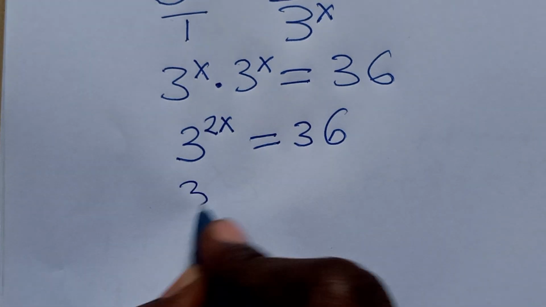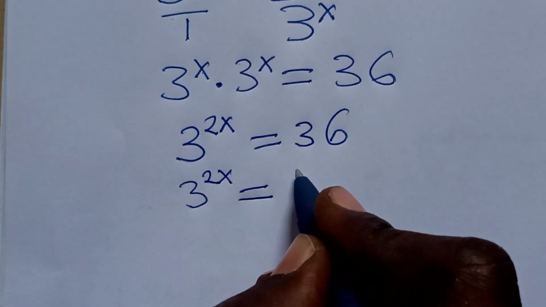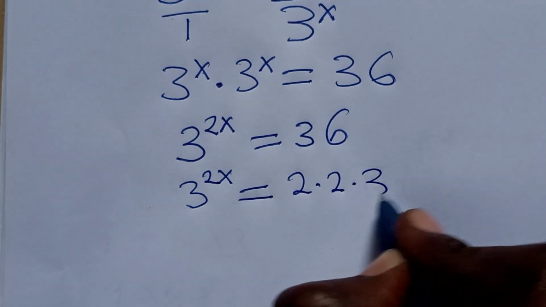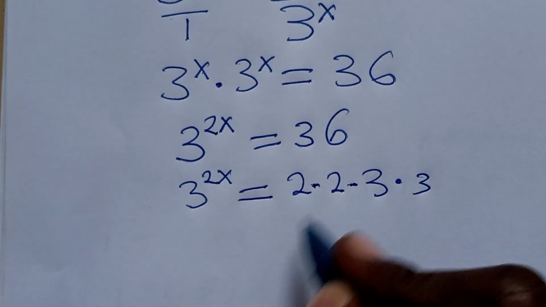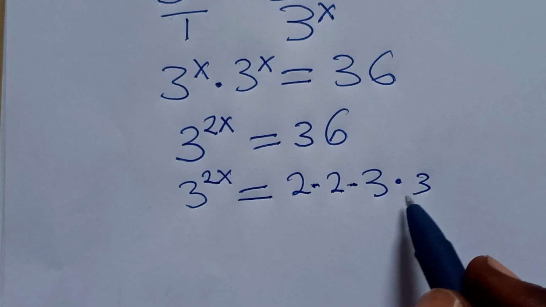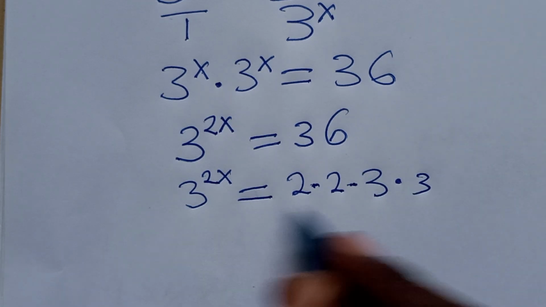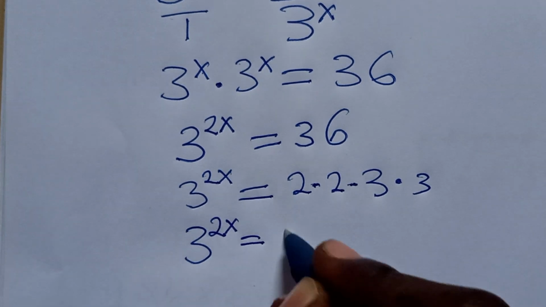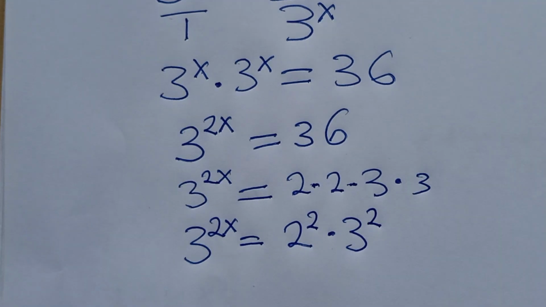But remember, we can write it as 3 to the power of 2x equals 36, which is the same thing as 2 times 2 times 3 times 3, because 2 times 2 is 4, and 3 times 3 is 9. So 4 times 9 gives us 36. So we can write this as 3 to the power of 2x equals 2 to the power of 2 times 3 to the power of 2.